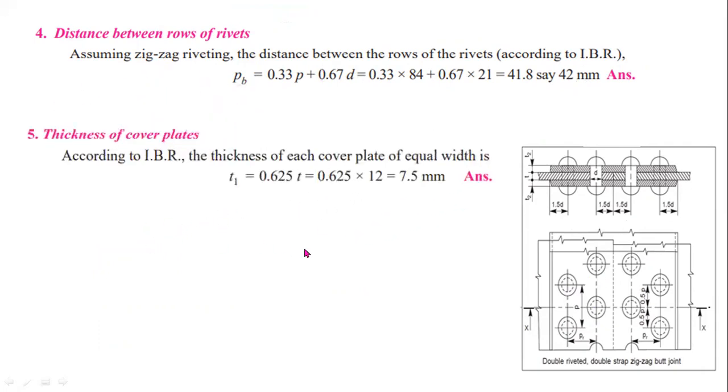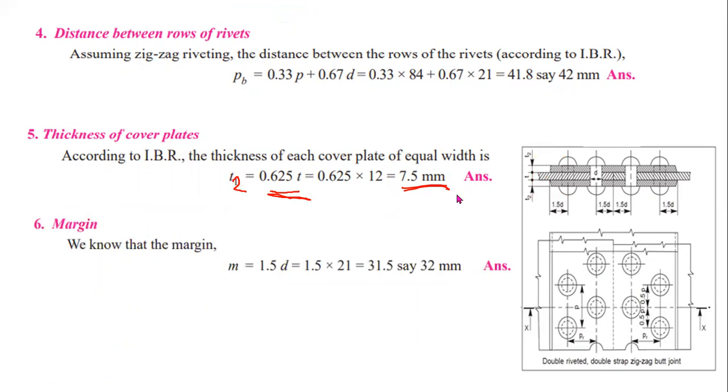Thickness of cover plates. For determining the thickness of the butt straps, you have to use this formula for t2. Here, small t is the thickness of the plates, and t2 is the thickness of the butt straps or cover plates. t2 equals 0.625 × t is the formula for butt straps. So the thickness of the butt strap equals 7.5 mm.